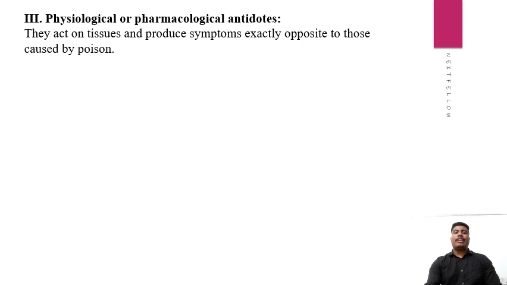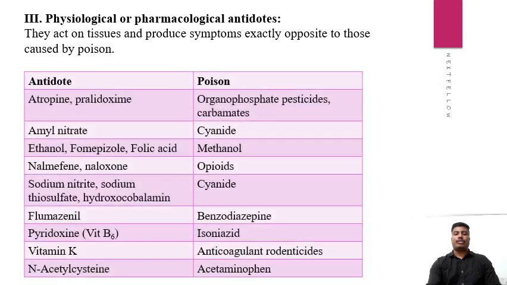The third type of antidote is the physiological or pharmacological antidote. They act on tissues and produce symptoms exactly opposite to those caused by poison. These are the various antidotes and these are the various poisons. I will dictate them for you. The first antidote, atropine or pralidoxime, is used in poisoning by organophosphates. Amyl nitrite is used in cyanide poisoning. Ethanol, fomepizole, formic acid are used in methanol poisoning.